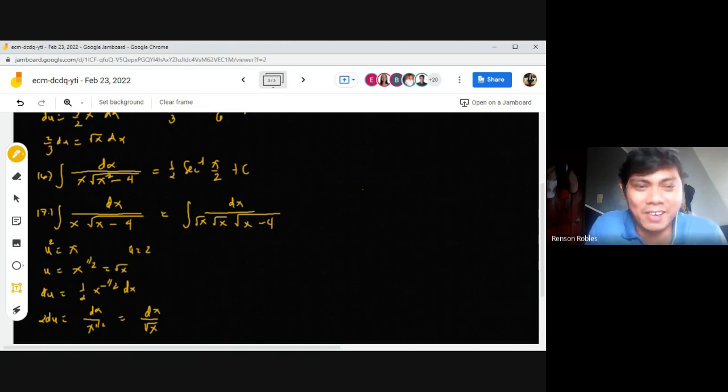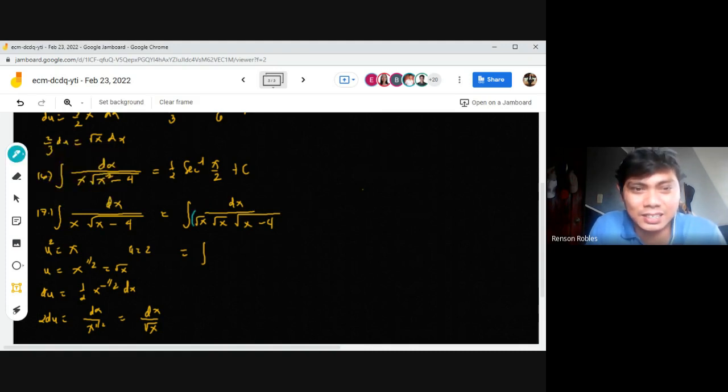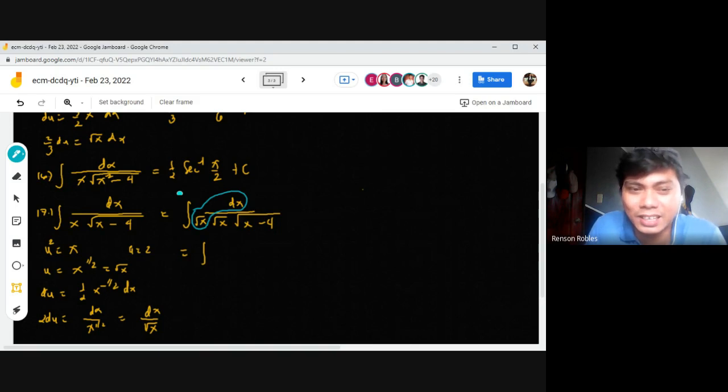Diba? You now have integral of dx. This dx at saka square root of x will come together. Okay? So you'll have dx over square root of x. And that will represent 2 du. All over, what is this square root of x? That will be represented by u. The square root of, what is x? That is represented by u squared. And what is 4? Our a squared.